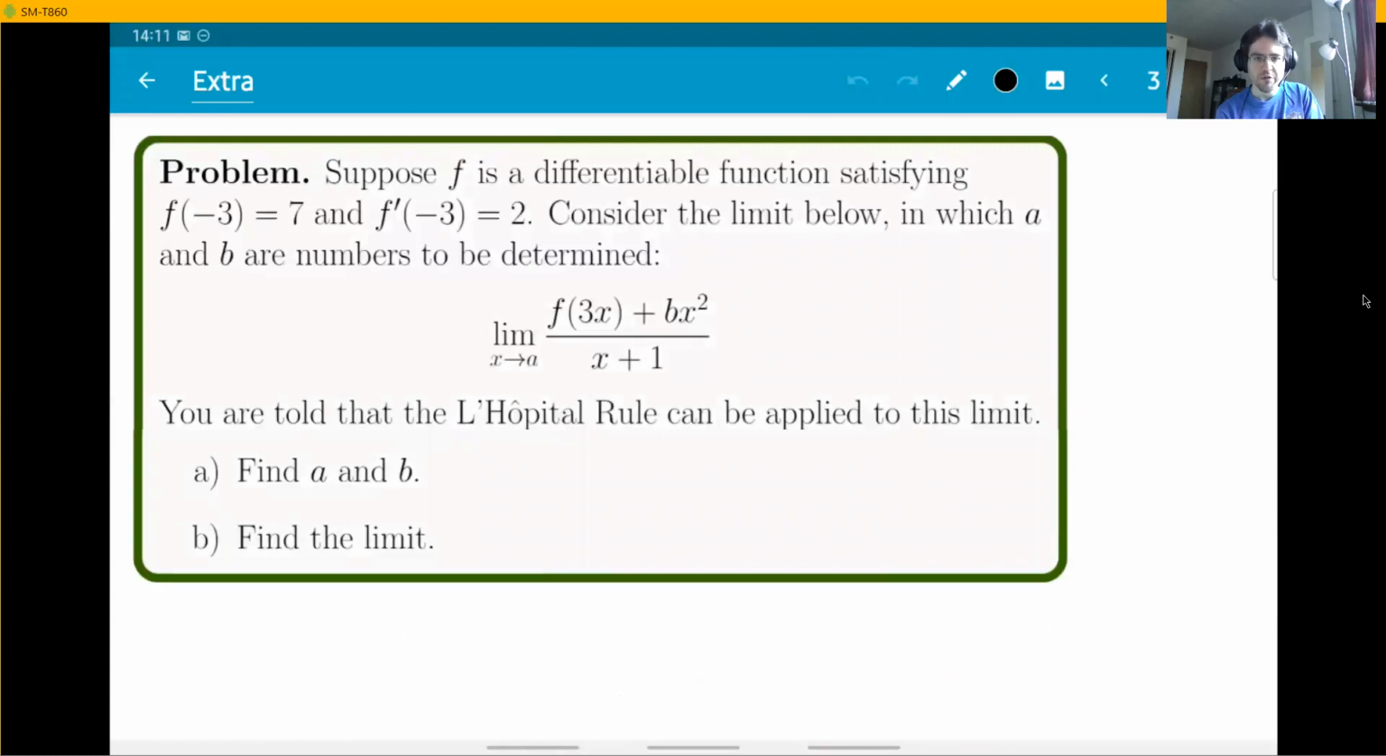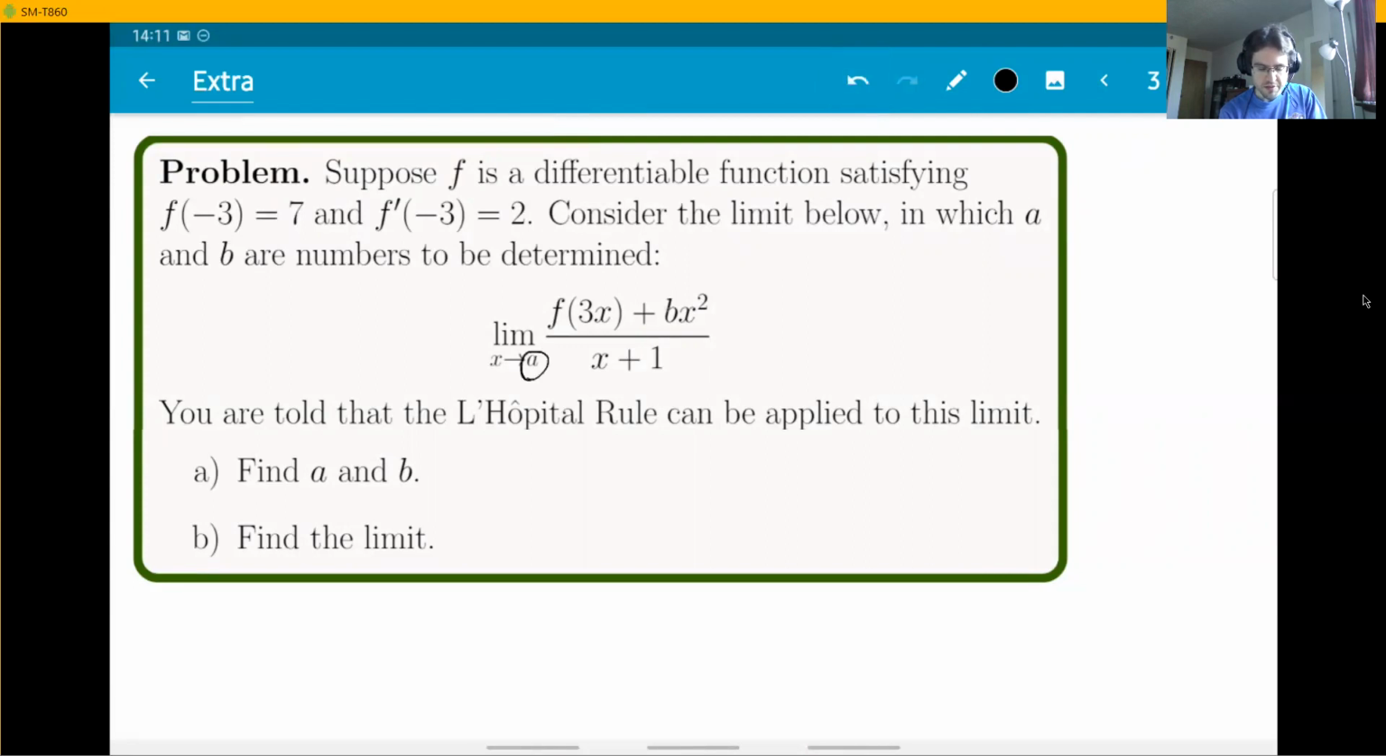This is now L'Hopital with parameters. This one's not going to be that long. And also interesting in this problem, I'm not going to give you a specific function. I'm just saying f is some differentiable function. And we know some specific values for it at the number -3. We know the value of f and the value of the derivative. Now consider the limit below where a and b are numbers to be determined.